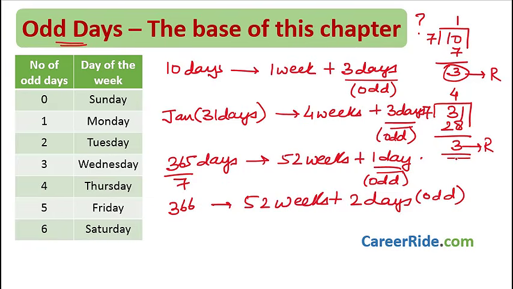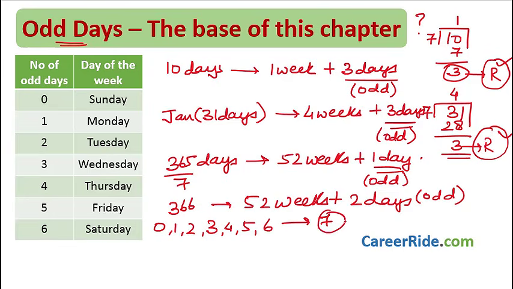So just pay attention that whatever the remainder is left after you divide your given number of days by 7, that is your number of odd days in that period. And this remainder can only be 0, 1, 2, 3, 4, 5, 6, because the moment it becomes 7, it will become a complete week. So my remainder can only be one of these numbers, 0, 1, 2, 3, 4, 5, 6.